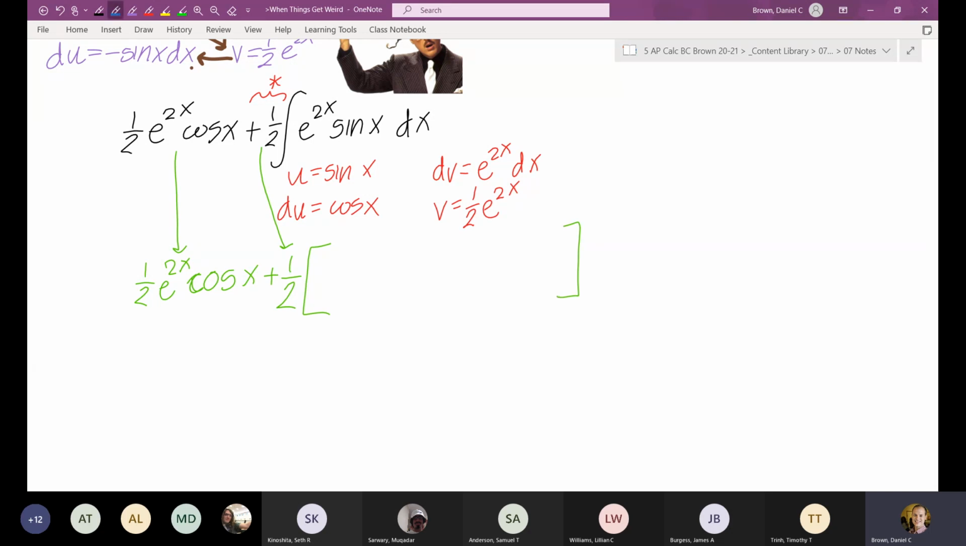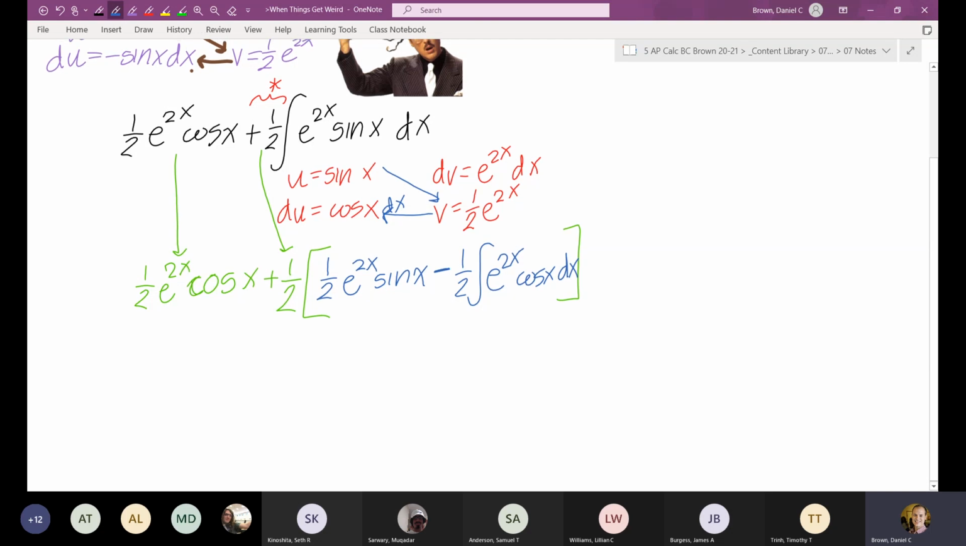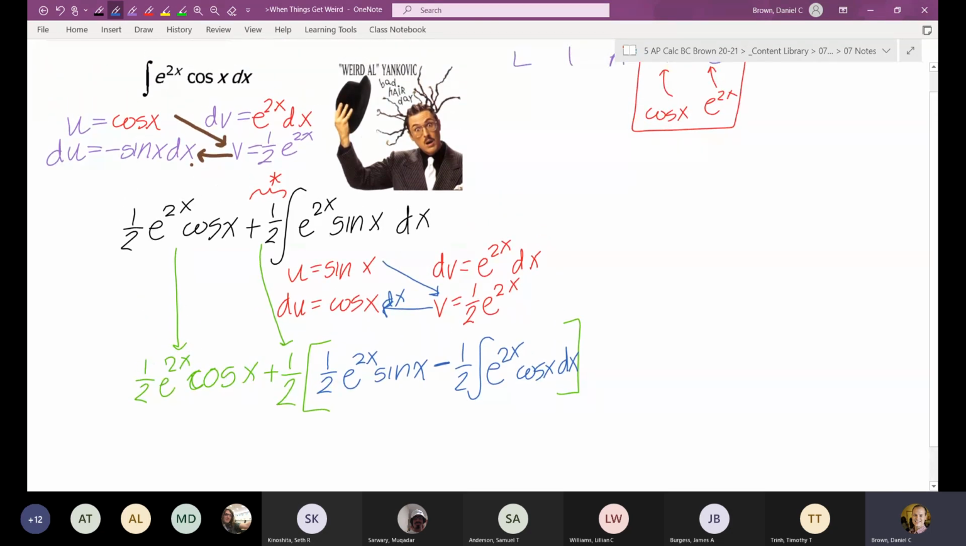So then doing my integration by parts formula, u times v minus the integral of v times du. I'm going to go ahead and move that 1/2 on the outside. Again, you could have left it on the inside, but then I have e to the 2x cosine of x dx. So that was my second time of doing integration by parts. What do we notice about that integral left over? It's the same thing. I'm glad you noticed that.